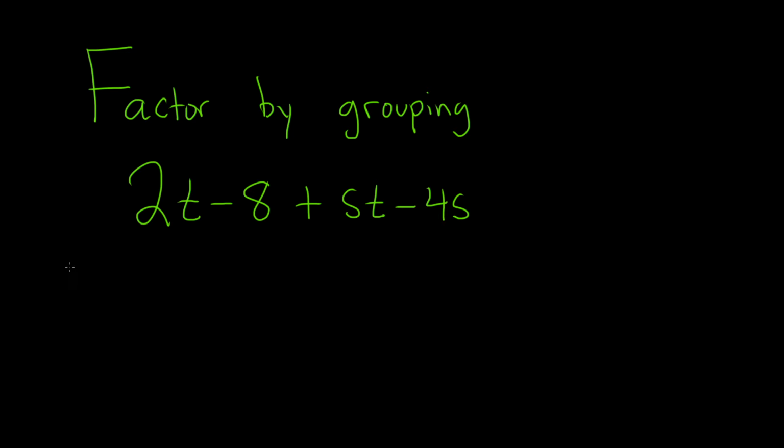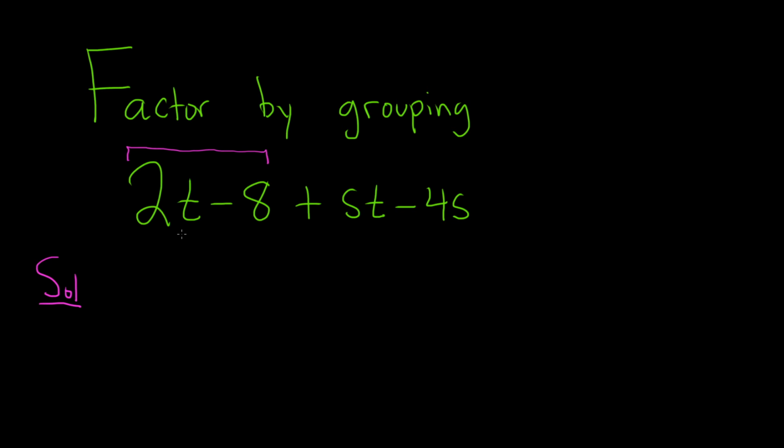Factor by grouping solution. So when you're doing factor by grouping, you start off by picking two terms, and then you try to factor out the greatest common factor from those terms. So let's start by looking at the first two terms here.